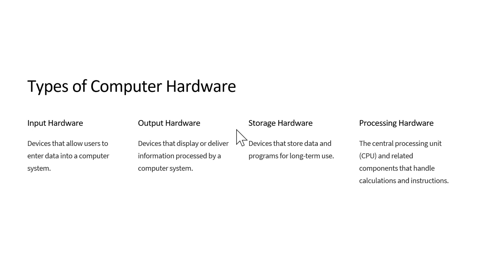So the system is: you enter by inputting, you get what you have entered by output, then you store what you got from the computer with storage hardware. Then we process what we have entered to give us the result. That is the types of hardware, the components we are talking about.